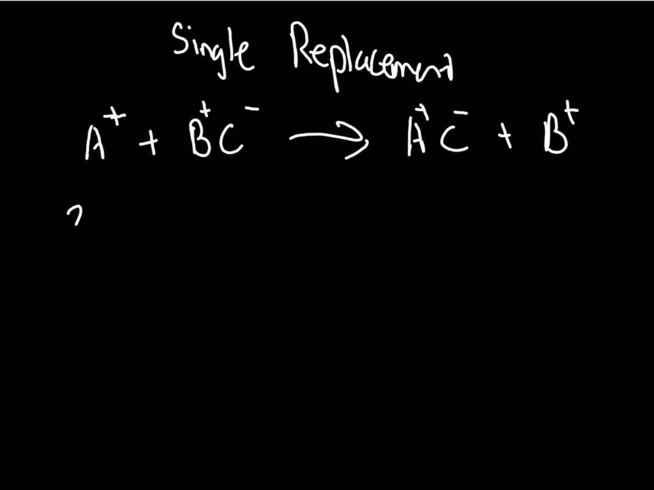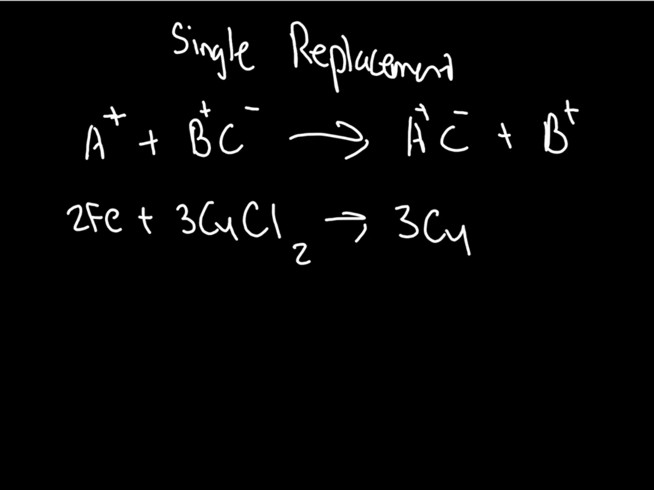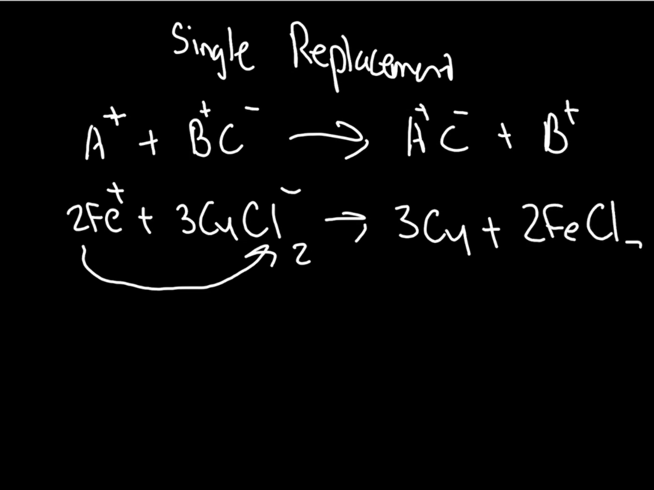So if we have 2 iron plus 3 CuCl, this is going to make 3 Cu. See, this iron knocked this Cu atom out of its place, and instead the Fe atom teams up with the Cl. So the cation and the anion team up. So you're going to get 2FeCl3.